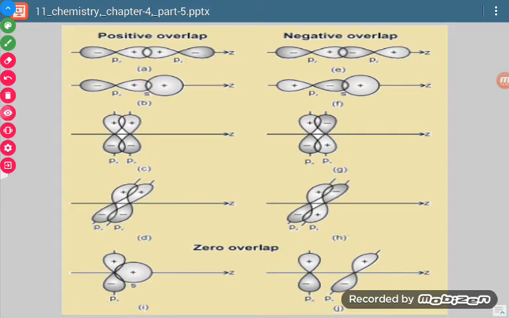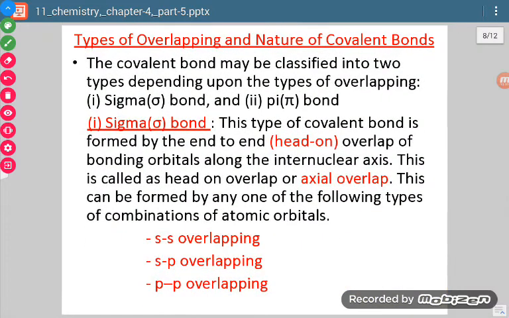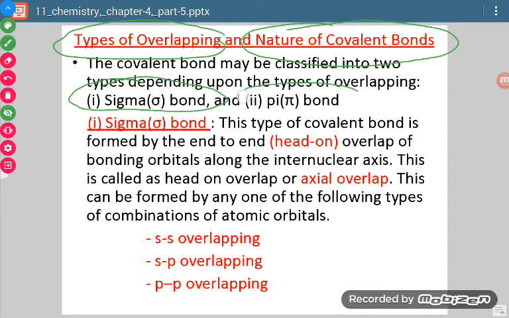Okay. Now let us again discuss types of overlapping and nature of covalent bonds formed on the basis of types of overlapping. This type of overlapping will decide the nature of covalent bond formed. Okay. Now covalent bond may be classified into two types depending upon the type of overlapping: sigma bond and pi bond.